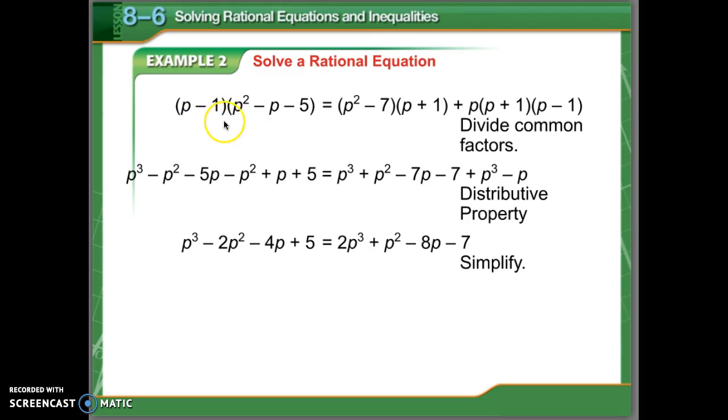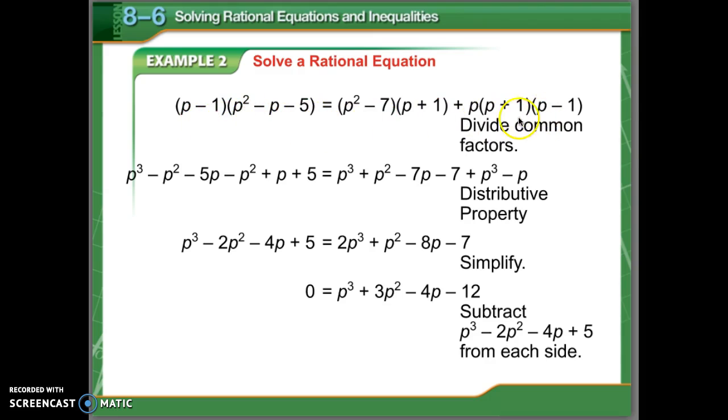Okay, we multiplied all of these expressions out just using FOIL, and then we're going to combine like terms. So you have a p cubed, there's no other p cubes on the left side. We have negative p squared and negative p squared, that's negative 2p squared. Negative 5p and plus p is negative 4p. On the right side we have a p cubed and another p cubed, it's 2p cubed. A p squared, a negative 7p, and a negative p gives us negative 8p. And then we have a negative 7.